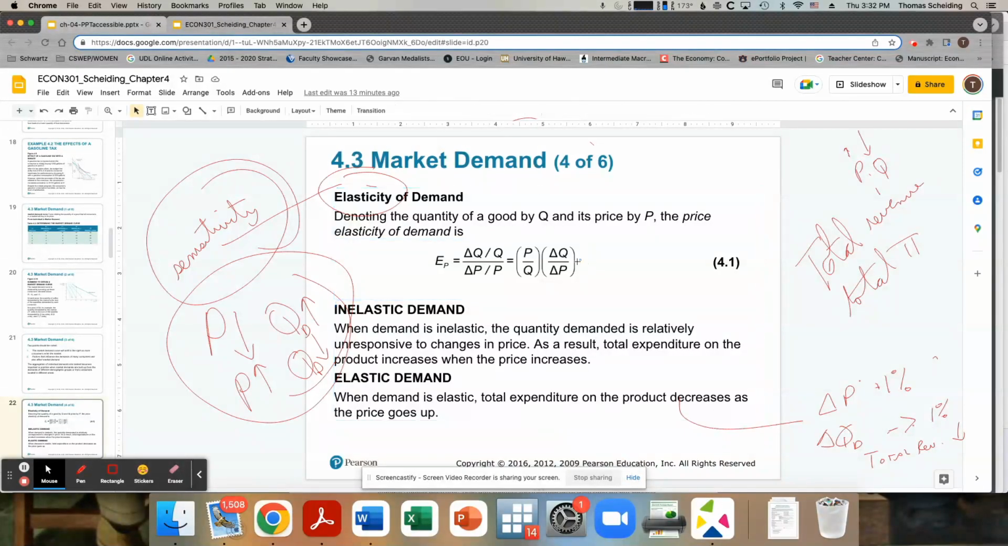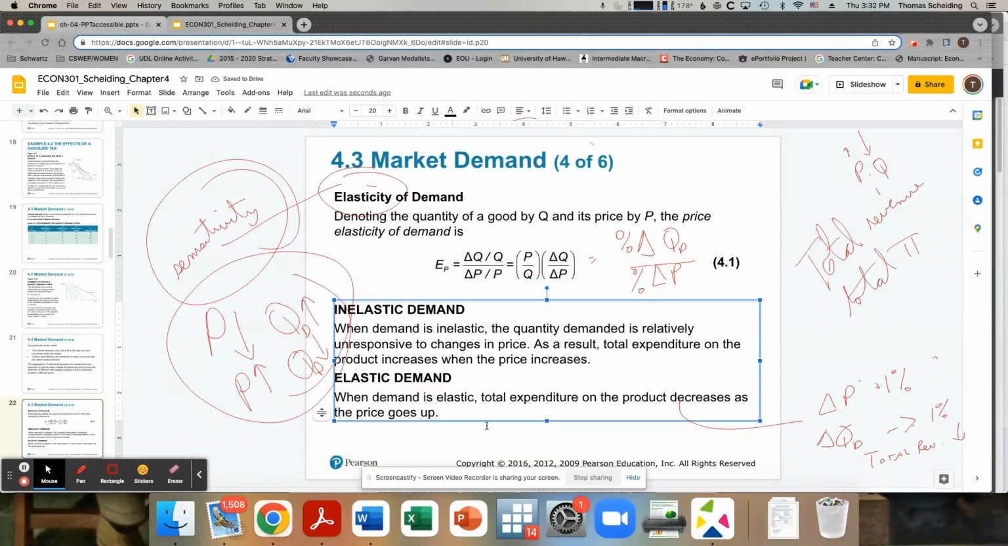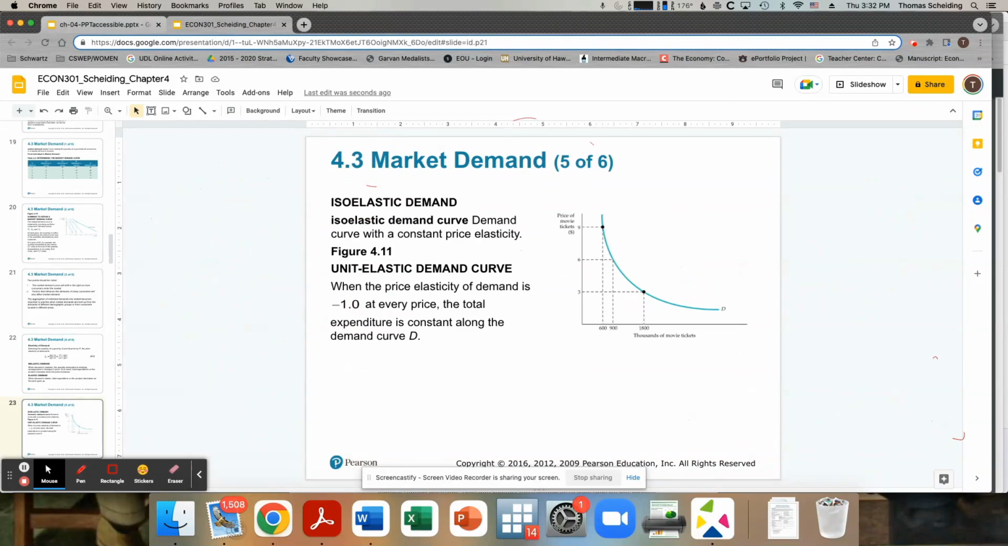So what we're looking at here in terms of elasticity, price elasticity of demand, is the percentage change in quantity demanded over the percentage change in price. And this will be negative because of the law of demand. Okay, so what that would mean here is that we have our demand curve, downward sloping, no big surprises here.